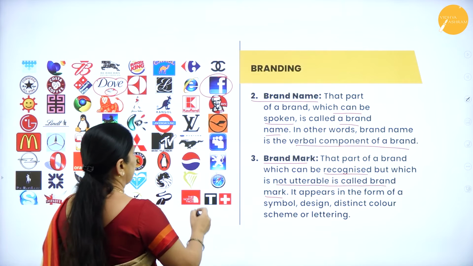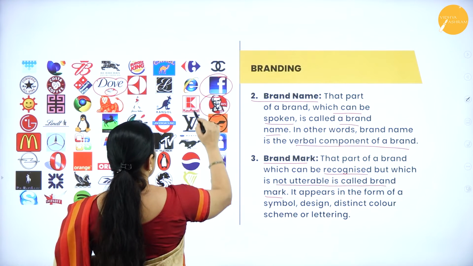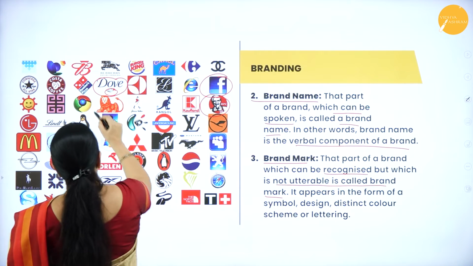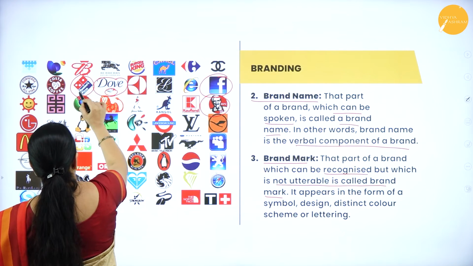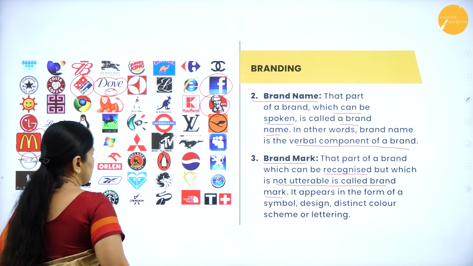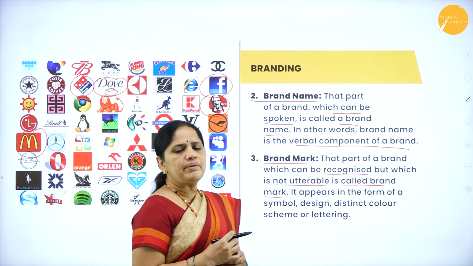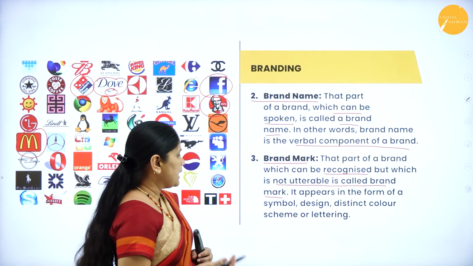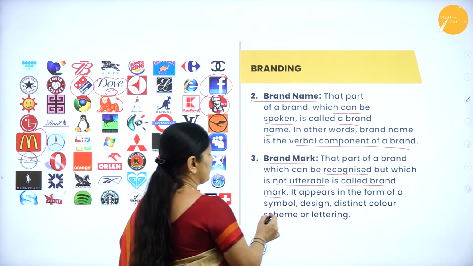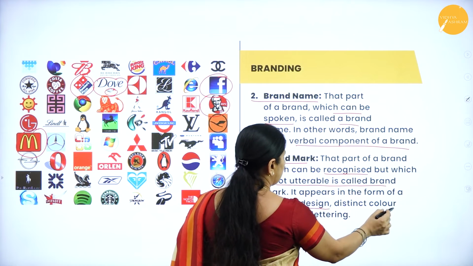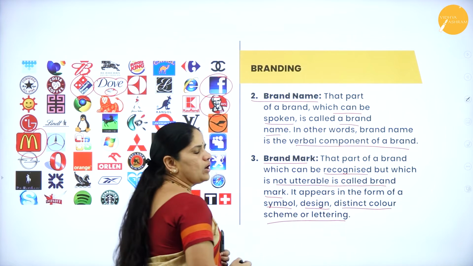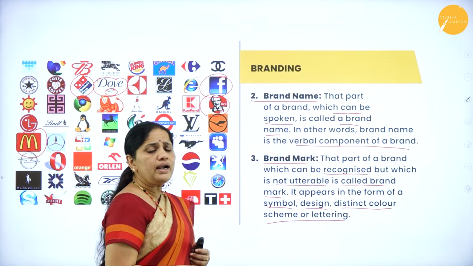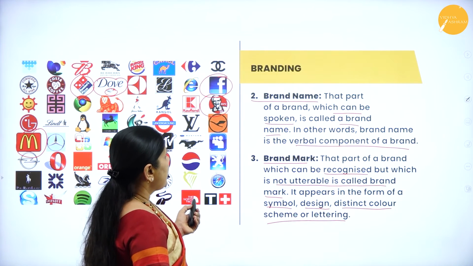Facebook, and then we have the brand mark of KFC. In this way you can see that there are so many brands which are associated with marks that we cannot utter. So, McDonald's. In this way the brand mark is something which is recognized but which we cannot utter. It appears in the form of a symbol, design, distinct color scheme or lettering. So anything which appears on the product, we call it the brand mark.